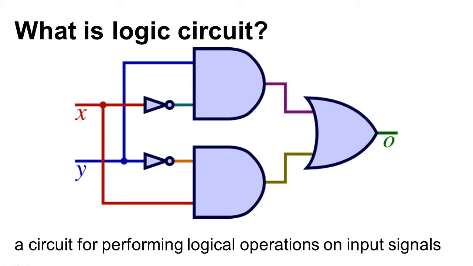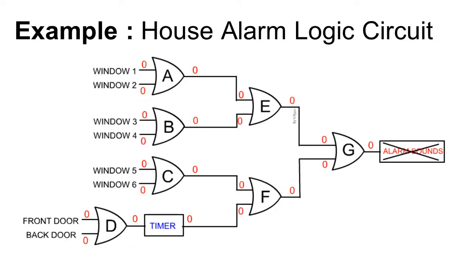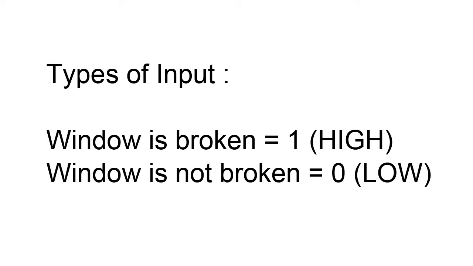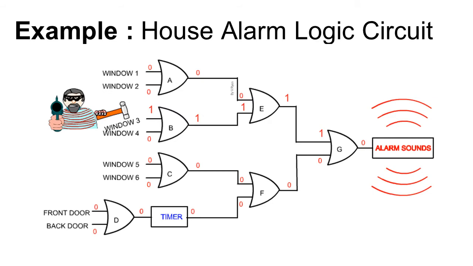To implement this logic circuit, let's look at this house alarm logic circuit. How does the circuit work? The circuit will automatically trigger an alarm sound if any one or more of the windows are broken. Now this means there are two states of inputs. First, if the window is not broken, the input will be considered as 0 or low. On the other hand, if any of the window is broken, then the input will be considered as 1 or high. The alarm will produce sound if the output is 1.